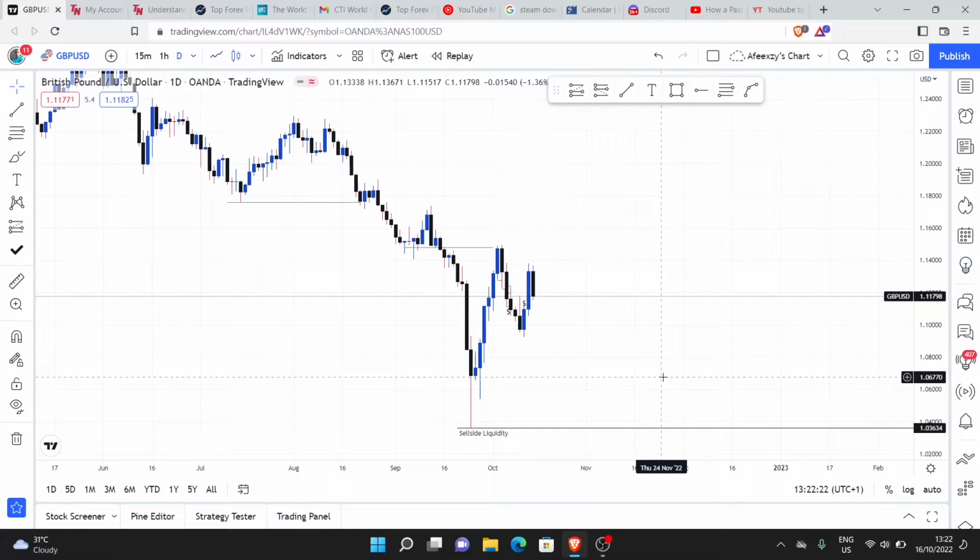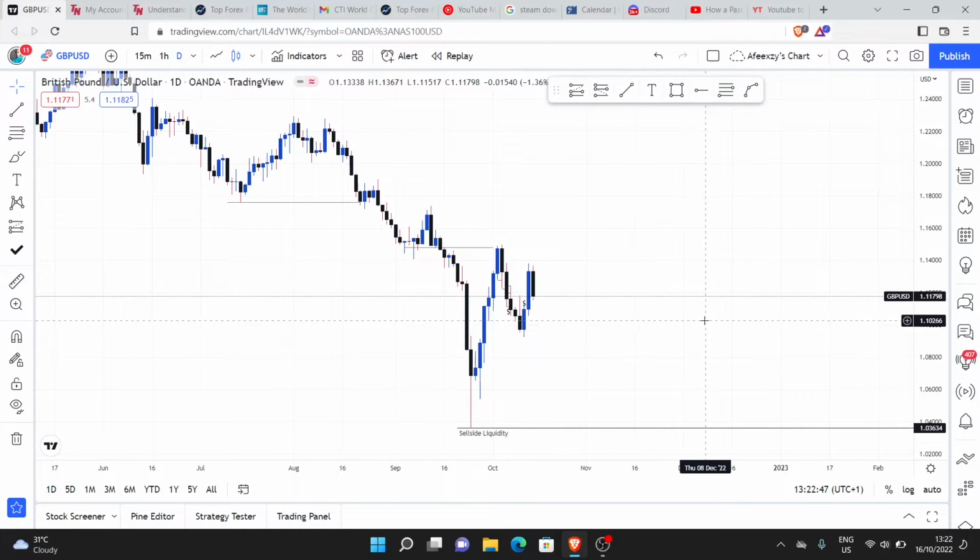Today we shall be looking at the markets, all the major pairs, including some of the indices and DXY, to see what our overall direction and bias is for next week. So let's get into our chart and see what's really happening in the forex markets, what happened last week, and what we should anticipate in this upcoming week.